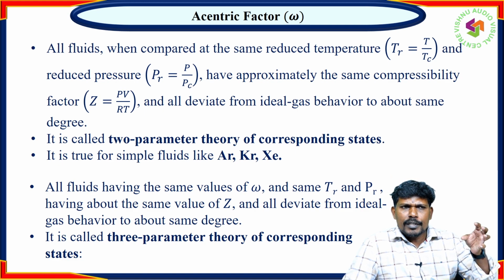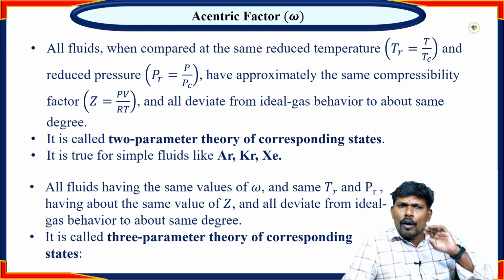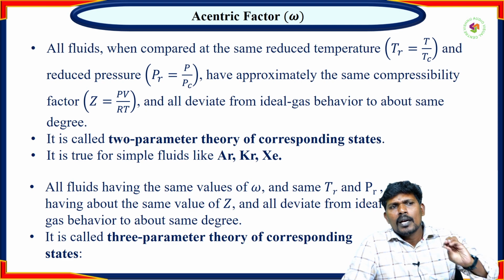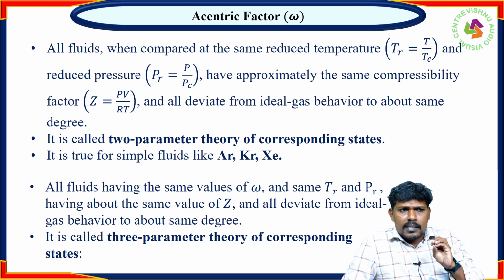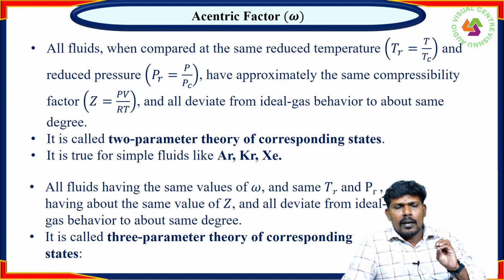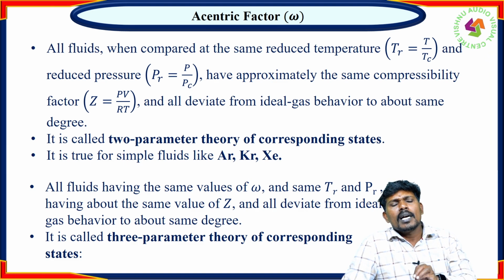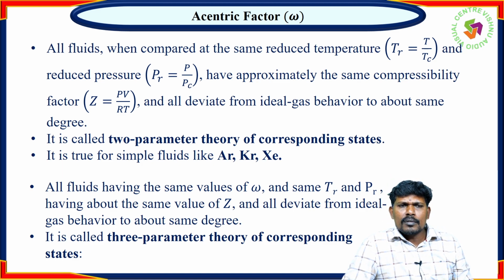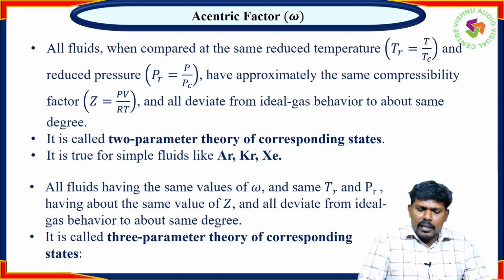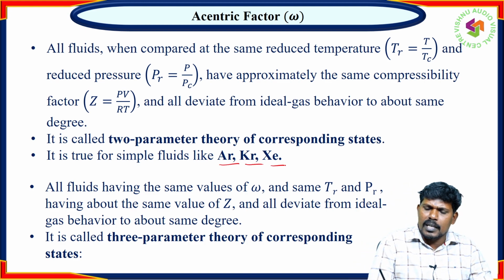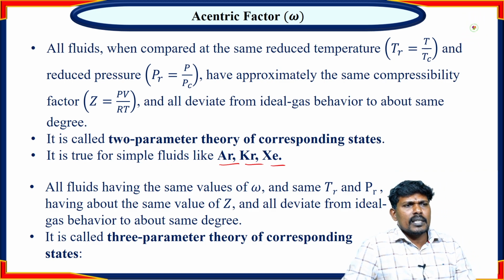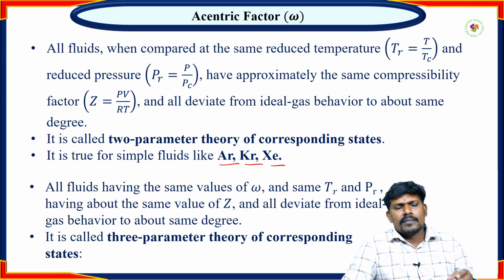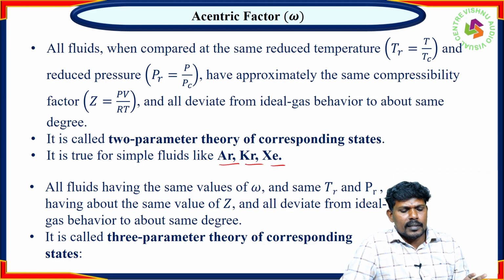So they said all the fluids which have the same reduced pressure and reduced temperature have the same compressibility factor, and they deviate from the ideal gas by the same degree. But later it was found that this is only true for simple compounds like argon, krypton, xenon, but it is not true for complex fluids. So later another factor was introduced, that is the eccentric factor.